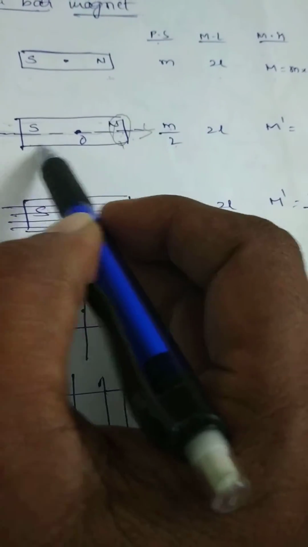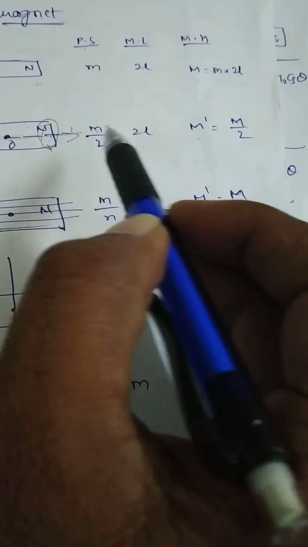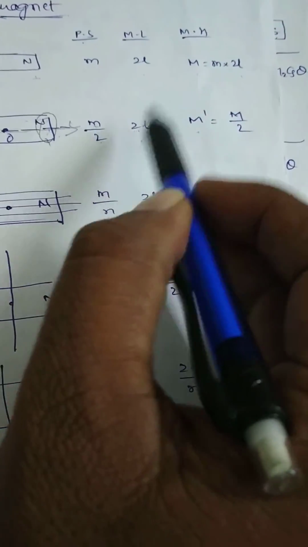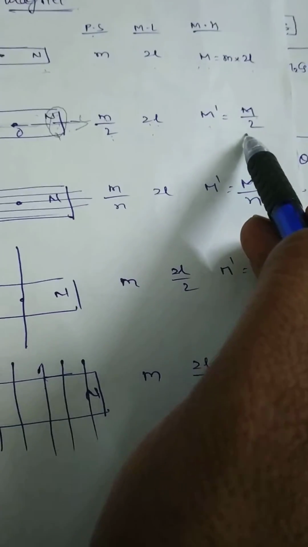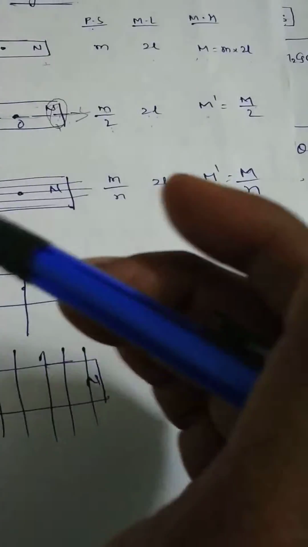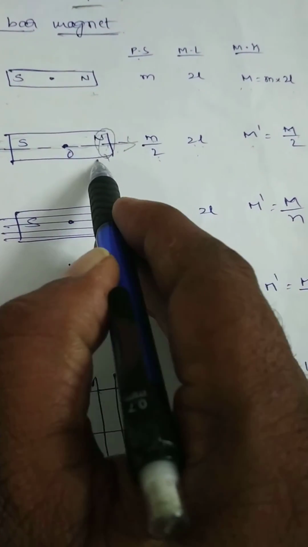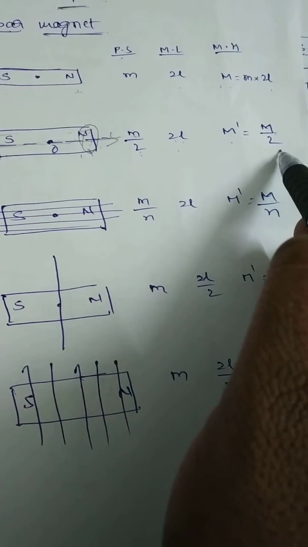This one has length 2L, this one has length 2L. Magnetic moment of each part, m dash, is equal to m by 2 into 2L. But m into 2L is equal to capital M, the original magnetic moment, so it is M by 2. That's why m by 2. So, when a bar magnet is cut into two equal parts parallel to its length, the magnetic moment of each part becomes M by 2.